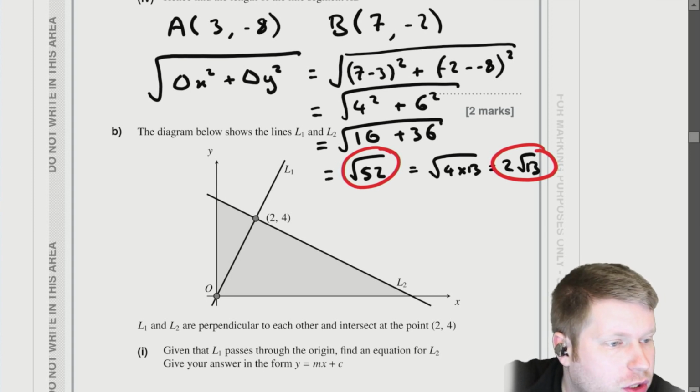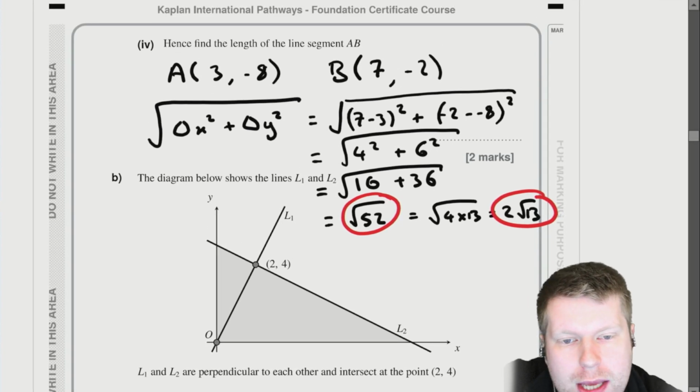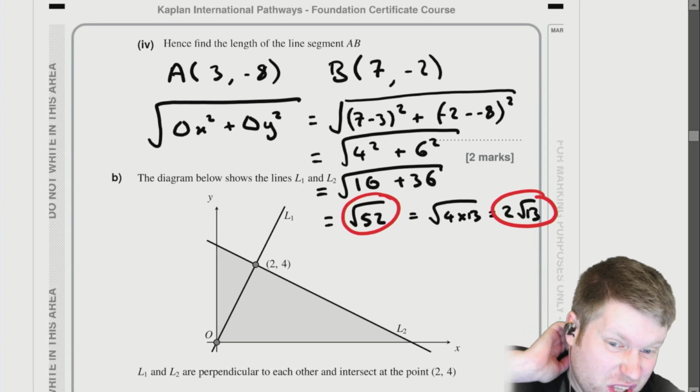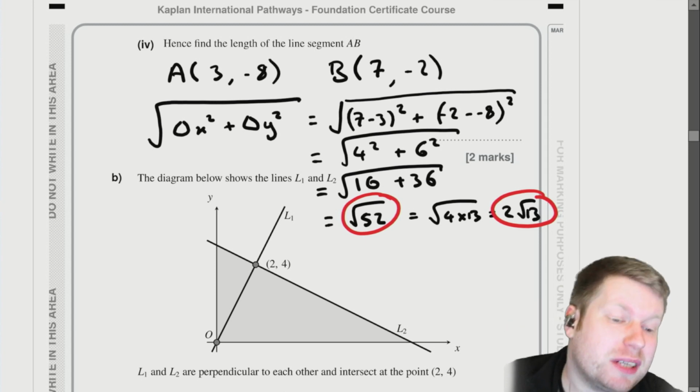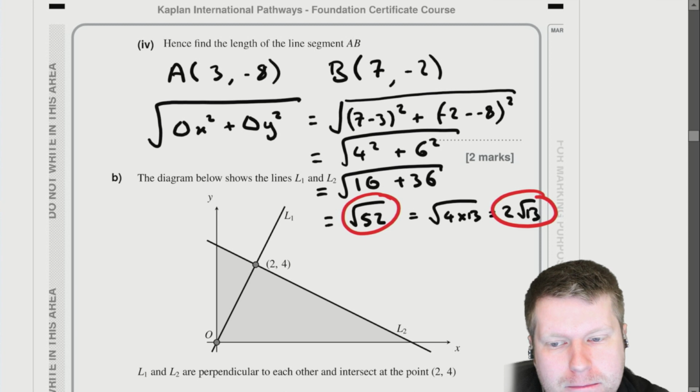If you gave it as an approximate decimal, then that is absolutely fine as well, because it doesn't specify what form you have to leave it in. To be honest with you, I just tend to leave it in surds because it's one less thing to type in a calculator. So root 52 or 2 root 13 is there.